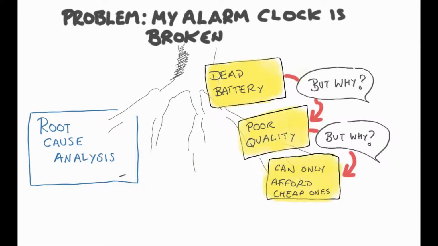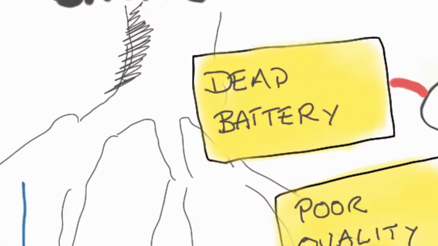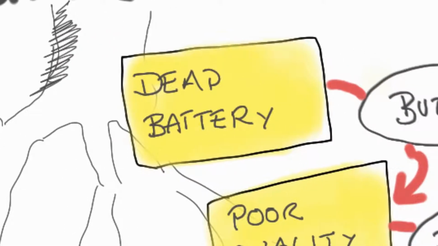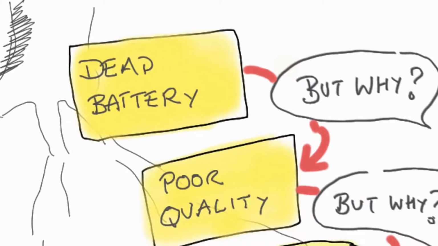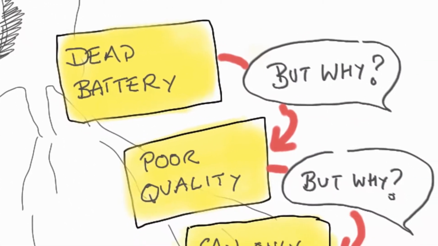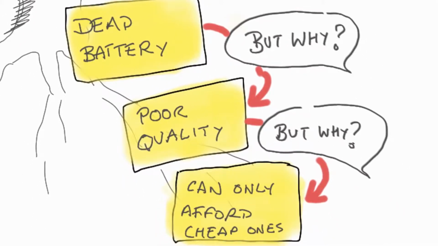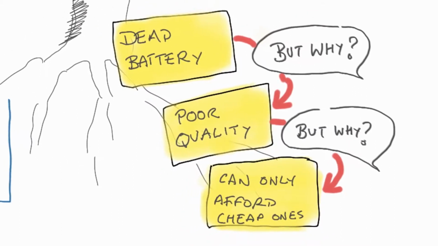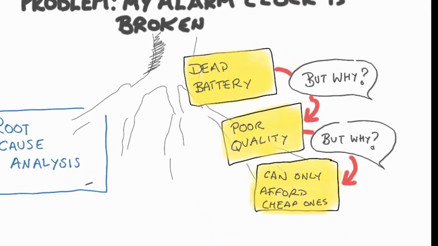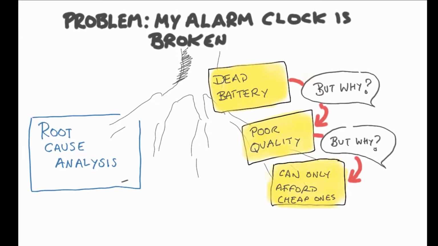Now let's look at the causes of a broken alarm clock. One cause might be that the battery is dead. So you ask, "But why?" Because it is poor quality. And why is that? Because you can only afford the cheap ones. We're beginning to get a picture of the symptoms and causes of the broken alarm clock, and already we can think about how we might address this problem.